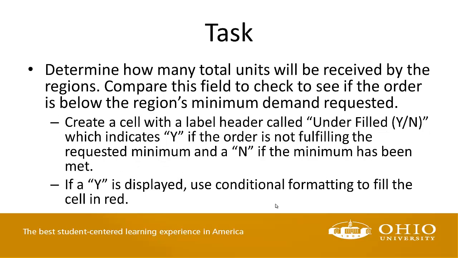Likewise, I want you to do the same thing for the orders received by the regions. So calculate the sum of the pounds being sent to the regions and compare this to their minimum order demand. If we are underfilling those orders, we should indicate somewhere in our spreadsheet a Y for yes and an N for no. So if we have underfilled that order, let's put a yes. If not, let's put a no. And again, if we have a Y, let's display that with conditional formatting, cell in red fill.